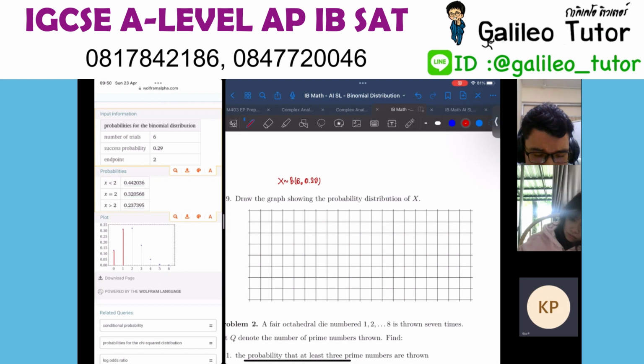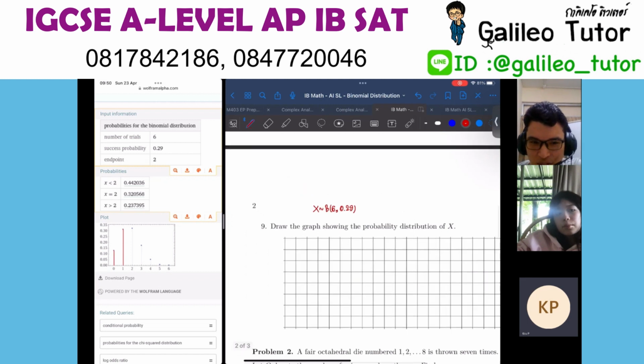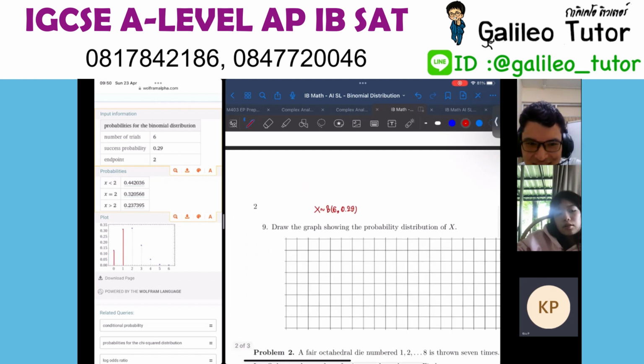Is that a bell-shaped curve? Is that the bell-shaped curve? Sorry, that shape was my Gmail. Okay.